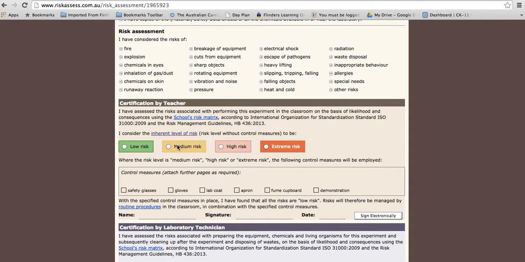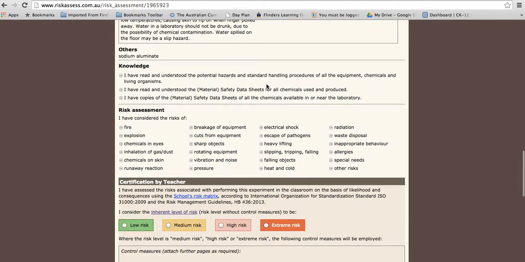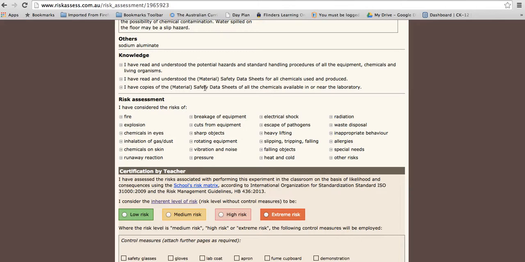So we'd come down, we'd go, alright, knowledge, so do you understand the potential hazards? This is important that you're reading this, because this is what you're going to sign off on as a teacher. Have you read and understood the safety data sheets for all the chemicals used and produced? That's a really important part there that some of us may not consider all the time. And do you have copies of the safety data sheets of the chemicals available in or near the lab? So if you're not sure where those are kept, go and have a chat with Joff, have a look at the induction manuals.